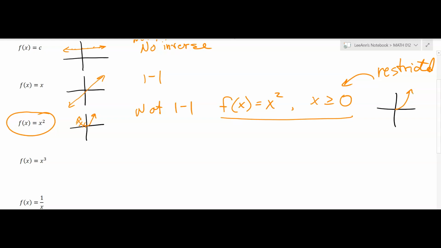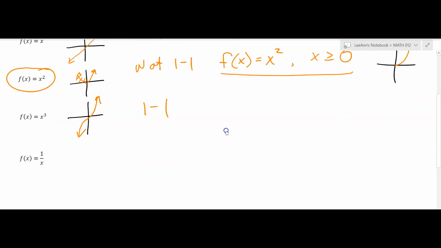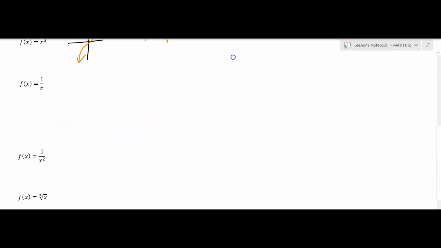All right, let's see. Now we have the cubic function. The cubic function looks like this. Kind of. And that's one-to-one. So it has an inverse, and that's great. So we just have to restrict the ones that aren't one-to-one.